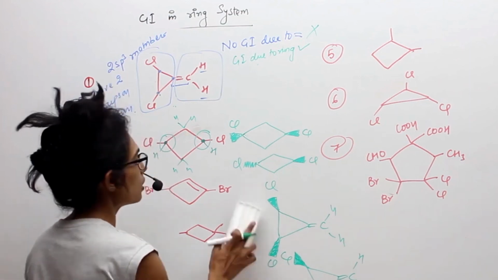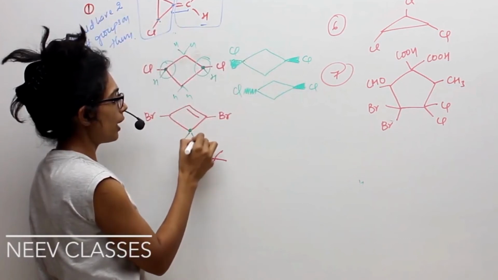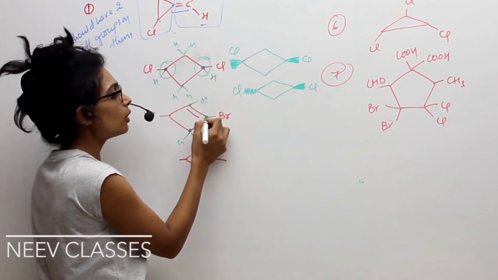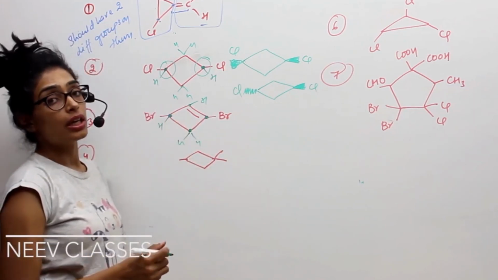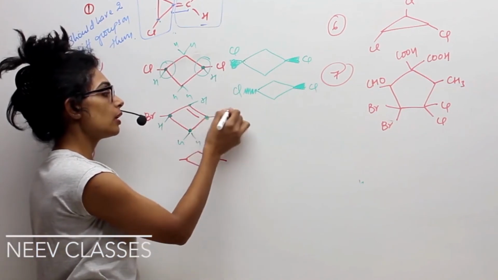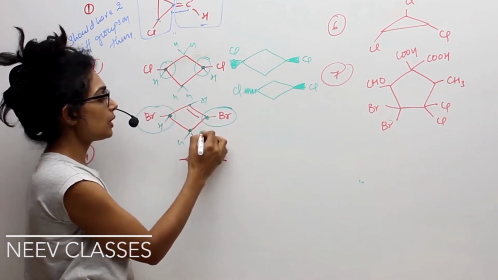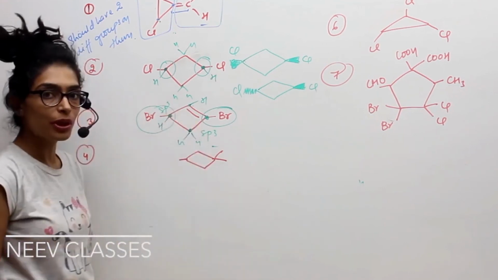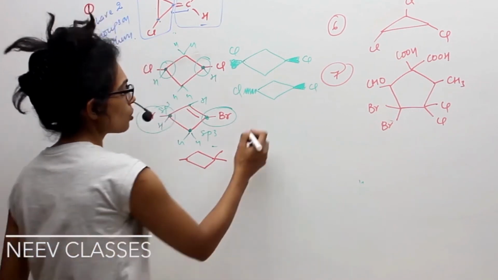Next, let's talk about the third question. What is there on this carbon? Two hydrogens. What is there on this carbon? One hydrogen. What is there on this carbon? Only bromine, no hydrogen. What is there on this carbon? Bromine and hydrogen. Can this ring show GI? No. Why can it not? Because apart from this sp3 carbon, which has two hydrogens, and this sp3 carbon, which has one bromine and one hydrogen, the rest of the two carbons are sp2. And what is the mandatory condition? At least two sp3 carbons should have disubstitution. So this will not show GI, no GI.